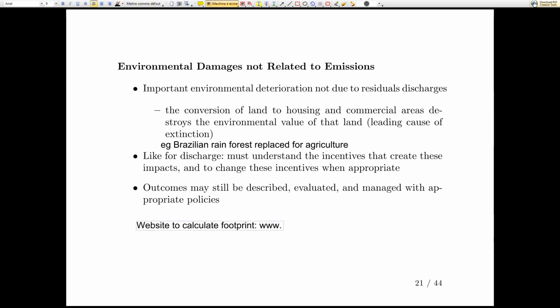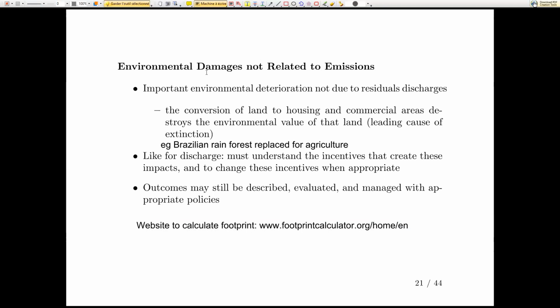Footprintcalculator.org/home/en. Hopefully that works. Again, these are the best we can do, but as we are saying, some pollutants are more difficult to measure than others.